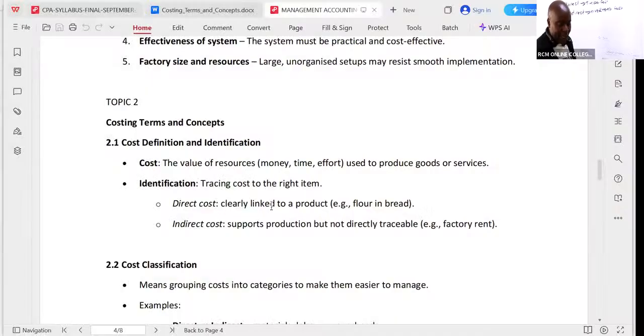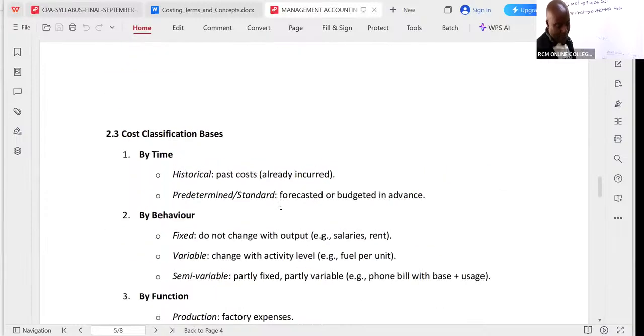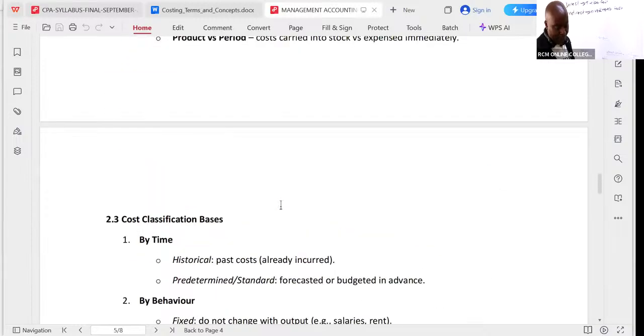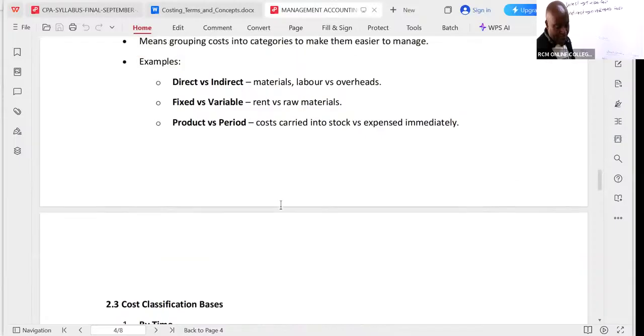So you're told your direct costs can clearly be linked to a product, for example, flour in bread. You'll be able to say what amount of flour has gone to this bread, and you'll be able to cost it. Indirect cost supports production but is not directly traceable, for example, factory rent. Then now we go to cost classification as per your syllabus.